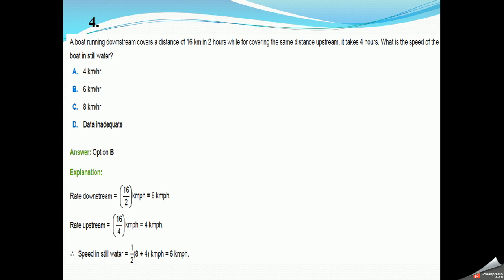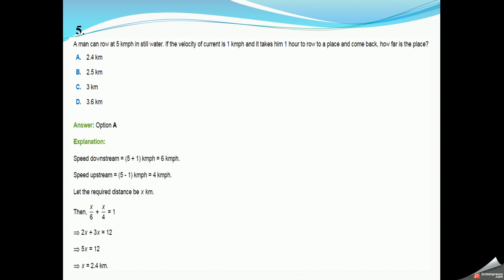and the same distance is covered in upstream within 4 hours. So the speed of the upstream equals 16 by 4 equals 4 km per hour. We have to calculate the speed of the boat in still water. Simply we use the formula: speed in still water equals half of A plus B. So A is nothing but 8, that is downstream, and B is nothing but 4, that is upstream. So when we make the calculation, we get the answer 6 km per hour.